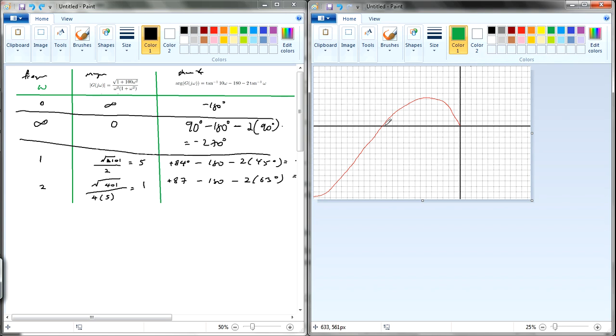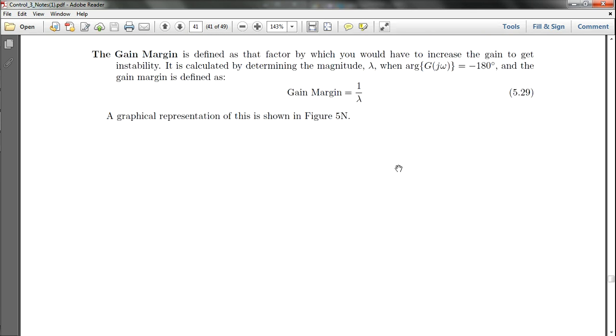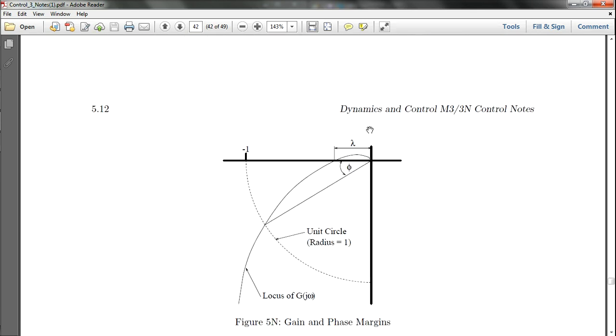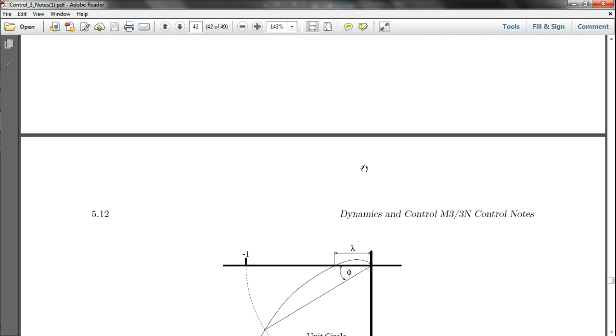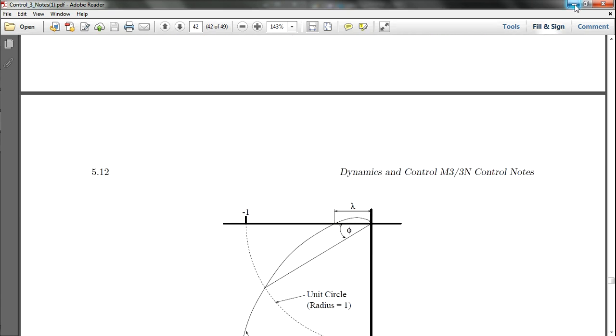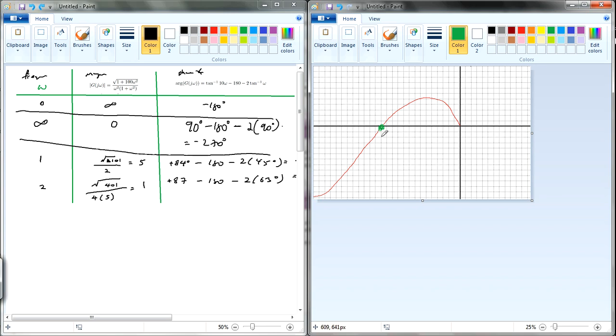The purpose of this video is to find this point over here. So in order to find this point, how do you find it? And why do I want to find this point? If you remember, to find gain and phase margin, in terms of gain margin, you have to first find the lambda. In this case, this lambda is this point that lies on the real axis. So in other words, this is the lambda.